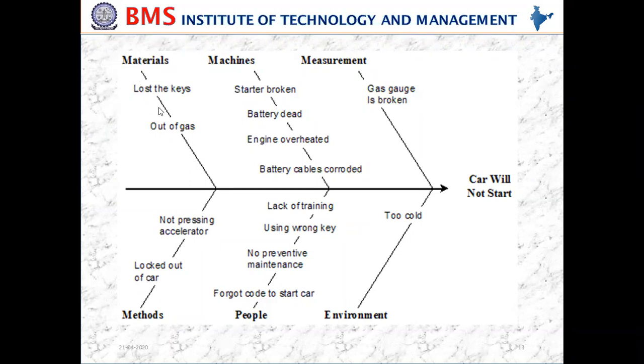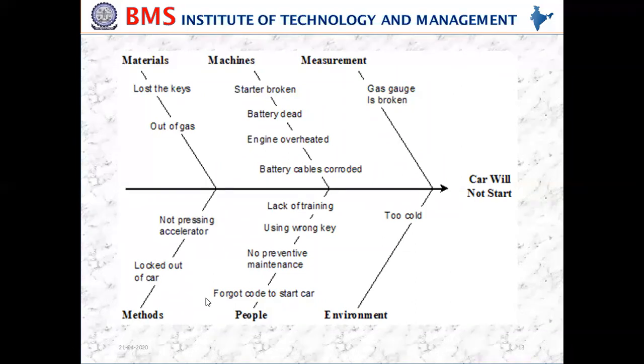So materials: the key is one material, and petrol is also a material used for running the car. So maybe you don't have the petrol, or maybe you lost the keys. That's why you're not able to start the car. And methods: the method which you apply, see how to start the car, maybe by not pressing the accelerator, so the car is not moving at all, and being locked out of the car.